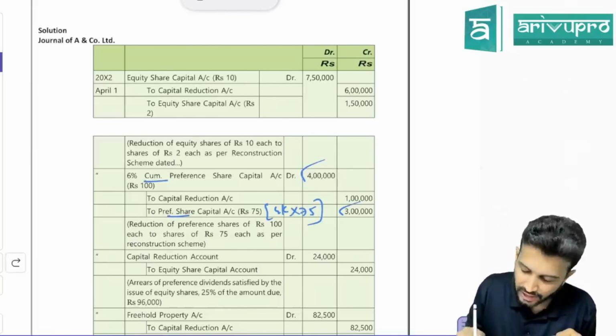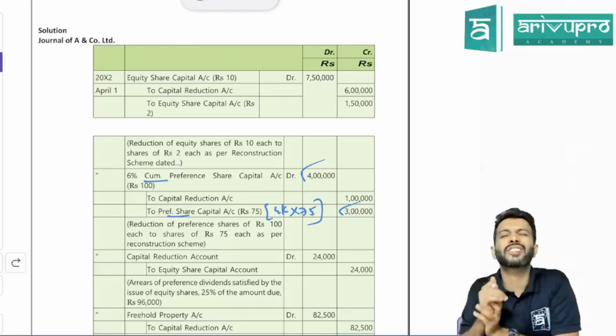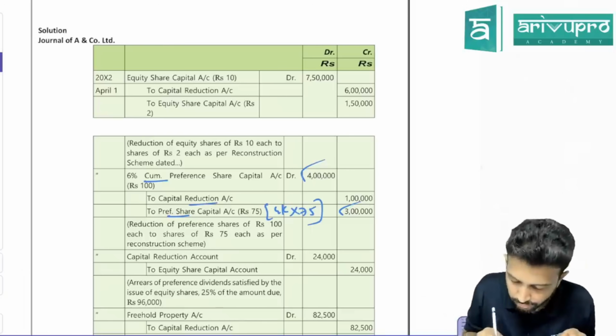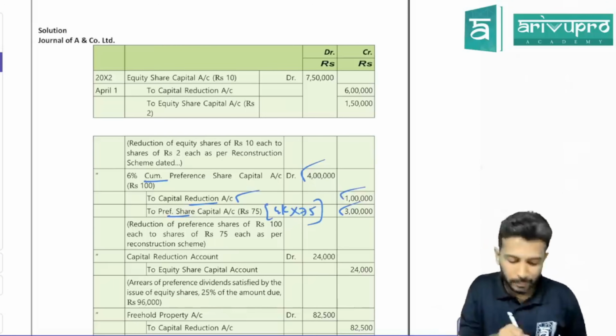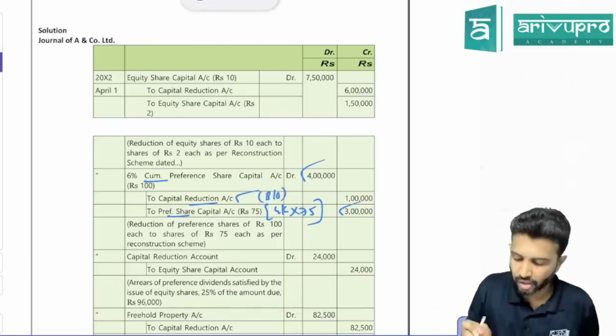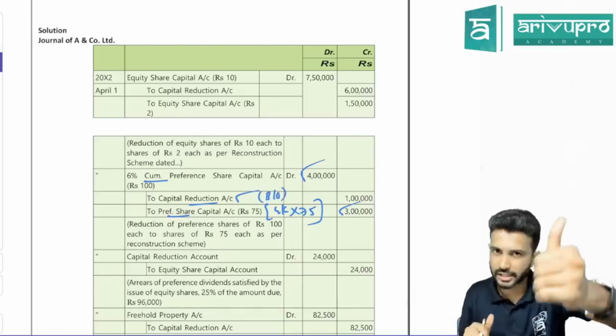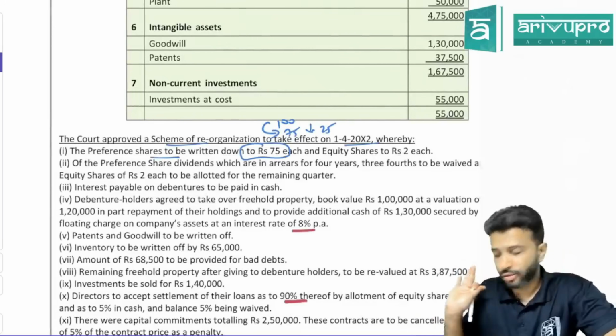From 4 lakh, the share capital value became 3 lakh, which means how much have they sacrificed? 1 lakh. Where will that go? To reconstruction account or capital reduction account, arrived at as a balancing figure. Or you can do 4,000 into 25 also. That is the first entry. Okay.